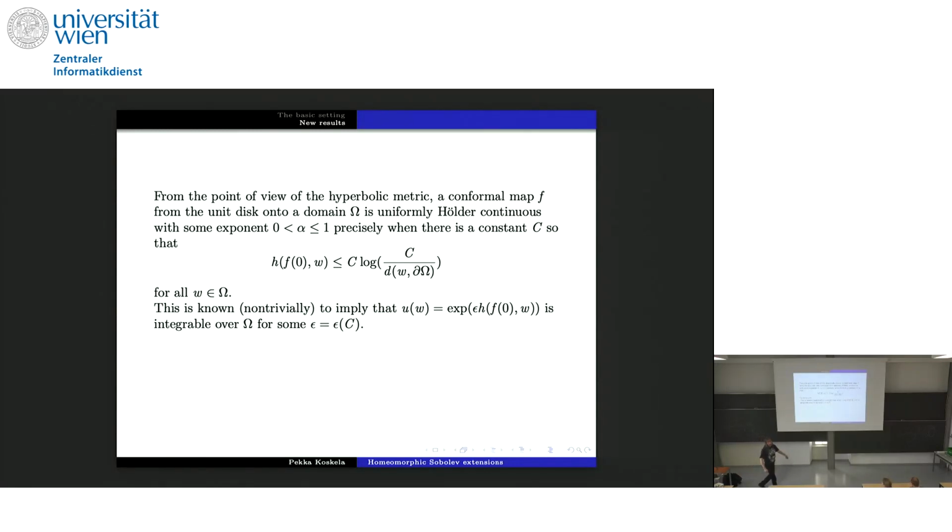But this is not trivial. So it's not that you just take the definition and write down something. This is pages of computations. There are two proofs, the proof by Jones and Makarov, and then a proof by Stefan Rode and myself, which deals with so-called mean porous sets. Okay, so in order to solve my question, it would be enough to prove that if the hyperbolic distance to a base point is exponentially integrable, then you can extend maps onto that domain.